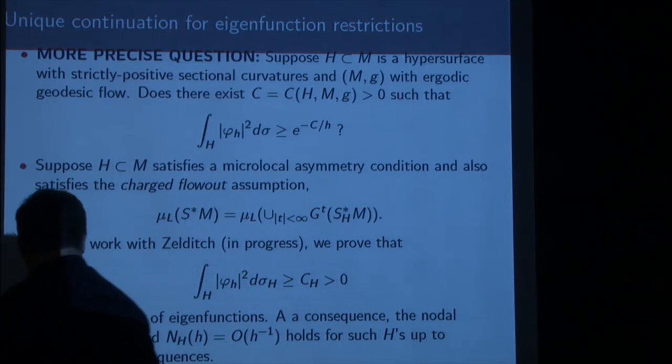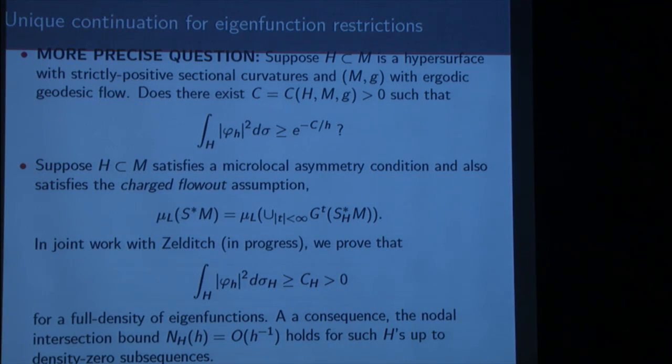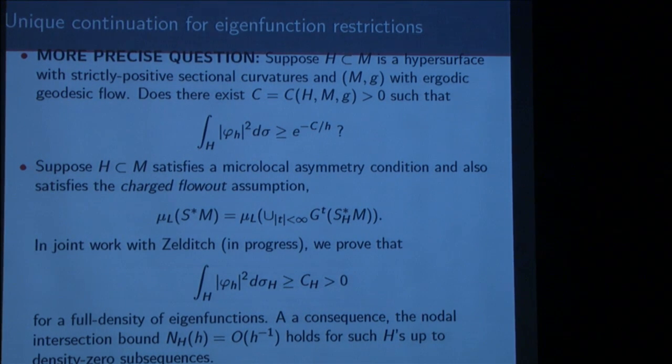Then we get a very good lower bound, again, up to density 0. But there's no dynamical assumption other than this condition here. And in fact, I think we can also prove an upper bound that's consistent with this under just the microlocal asymmetry condition. So it's a sort of generic result up to density 0, but with very little dynamics involved. So I stop there, I think.